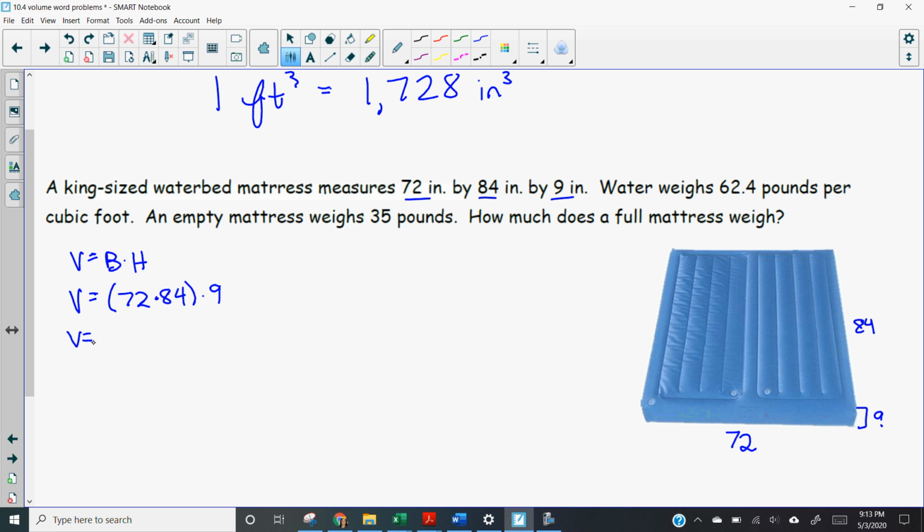So that volume in cubic inches is 54,432 cubic inches. So that's how many little tiny 1 by 1 by 1 inch cubes we could fit in there, but that does not really answer the question for us. We want to know how much does it weigh. In order to do that, we need to use this. It weighs 62.4 pounds per cubic foot. So we're going to take that number and convert it to cubic feet.